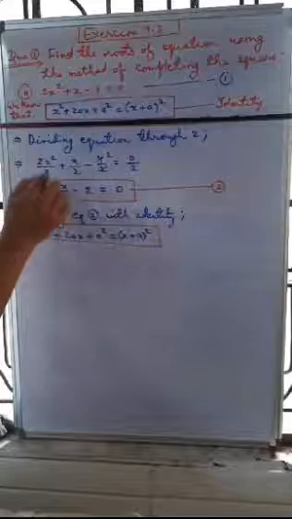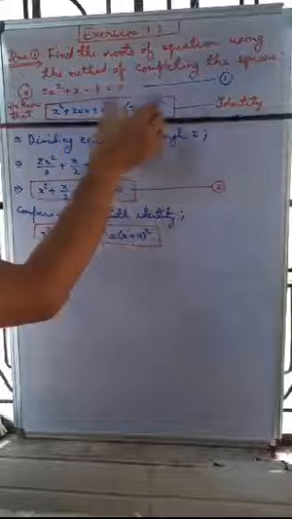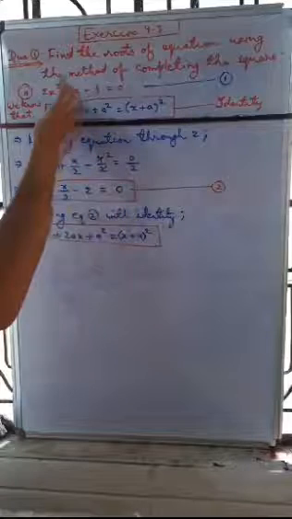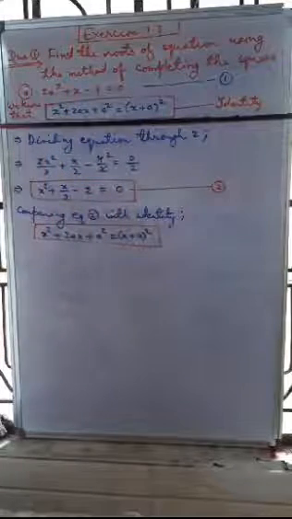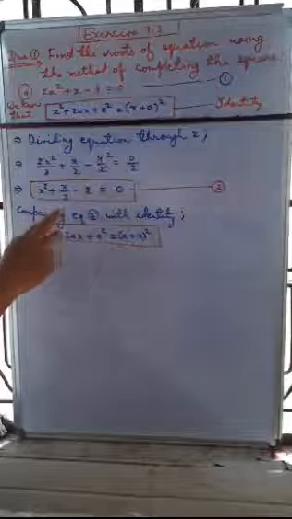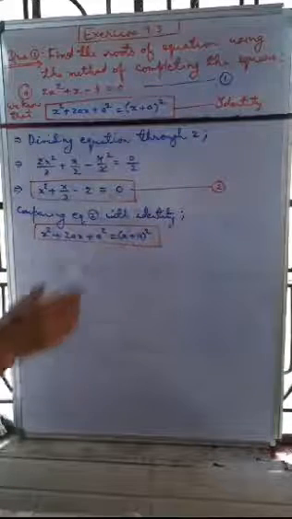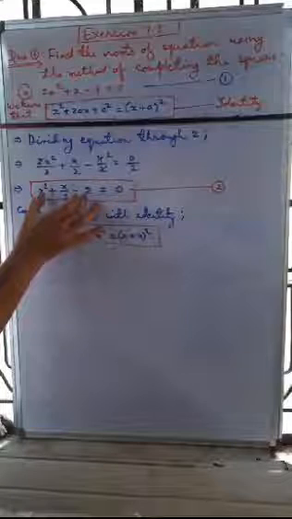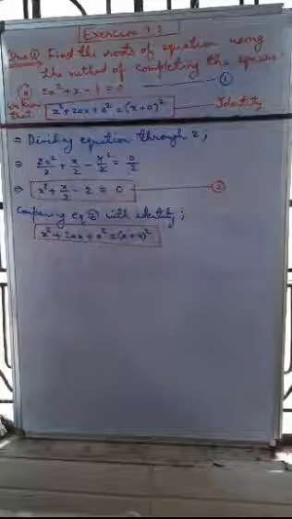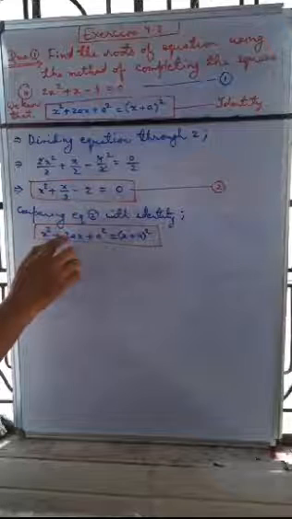Comparing, now we have the identity x square plus 2ax plus a square is equal to (x plus a) whole square, and we have another equation which we created from equation number 1. So now we can compare both equations: x square plus x by 2 minus 2 is equal to 0, and x square plus 2ax plus a square is equal to (x plus a) whole square. Now our target is to construct this equation as (x plus a) whole square. So how to construct this equation? First we need to calculate the value of a.